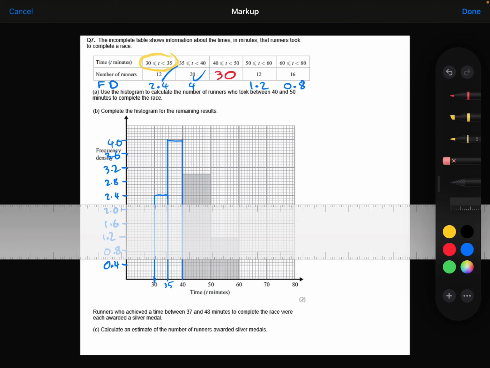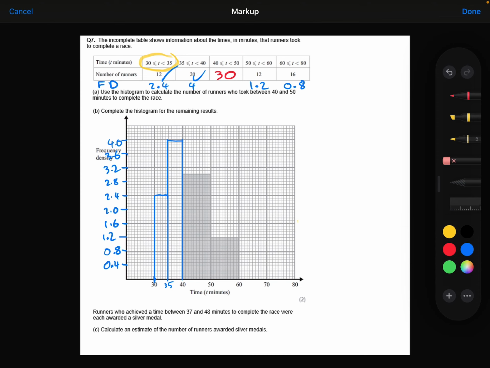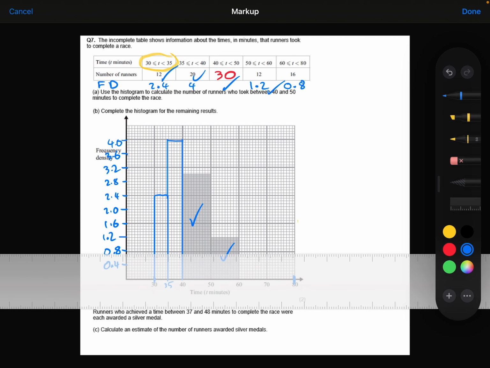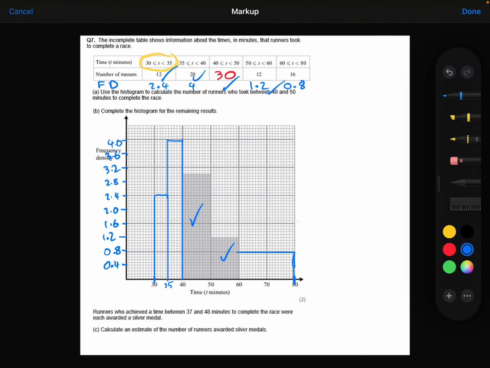Now just to finish off the rest of the histogram. We've done that bar, we've done that bar. The final bar between 60 and 80 is 0.8. So let's draw that in. 0.8 is here. And we're done. So we've finished off the histogram, we've finished off the table.